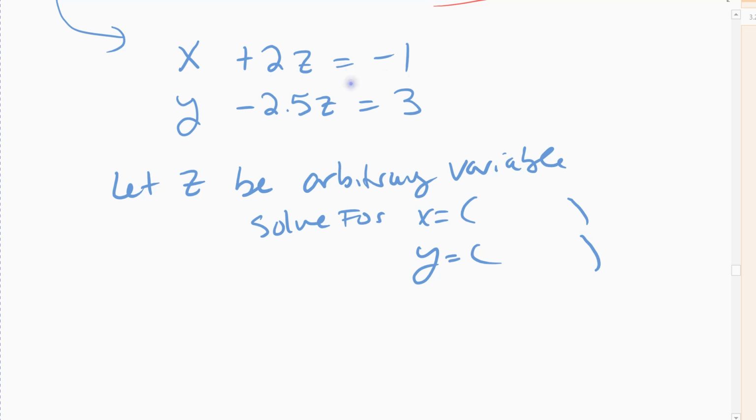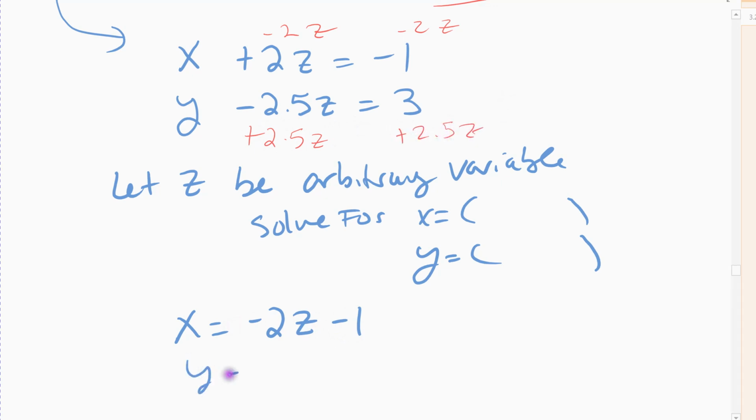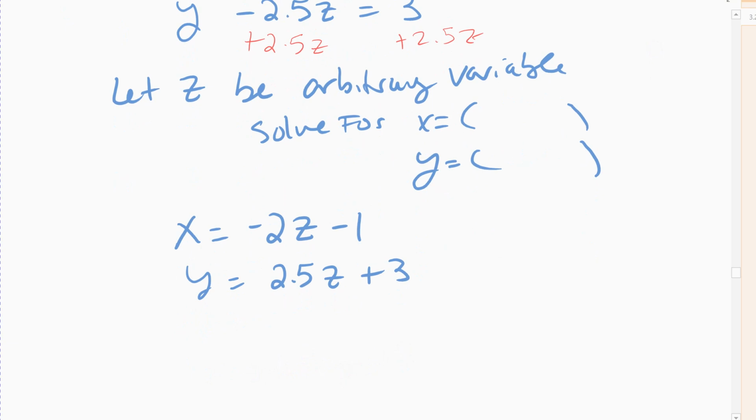If I solve for x in that first one, all I have to do is subtract 2z from both sides. And so I get x equals negative 2z minus 1. I do the same thing for y. I move the z over. This time I'm going to add 2.5z to the other side. And so my y is equal to 2.5z plus 3. And so I know what my x is if I pick z, and I can find my y if I pick z.